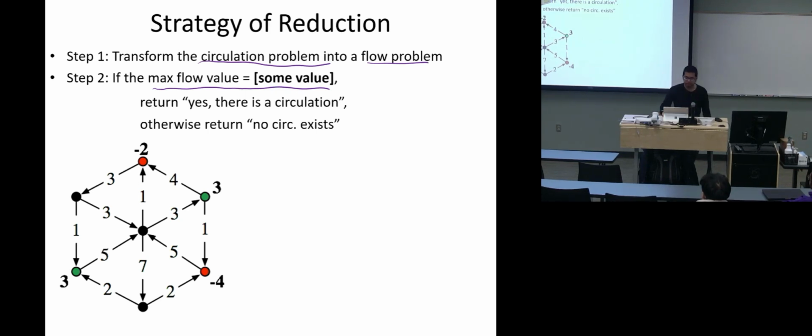So now you see, this red guy, the minus guy, wants to send flow out of it. This green guy wants to receive flow. Any suggestion on how we create an ST flow instance from this problem?